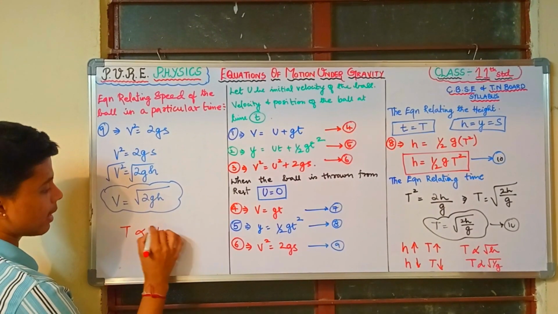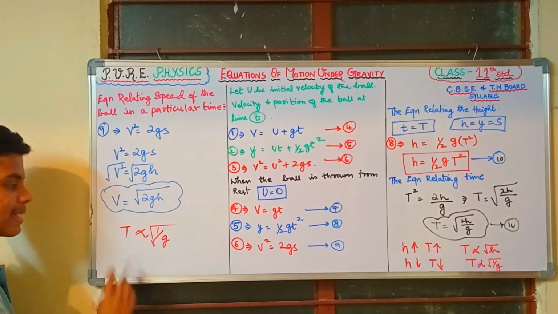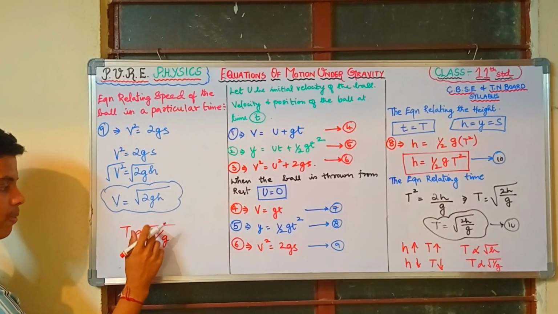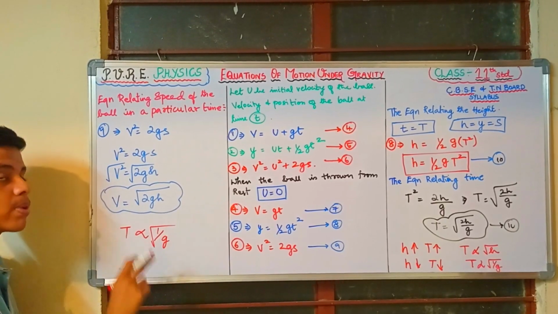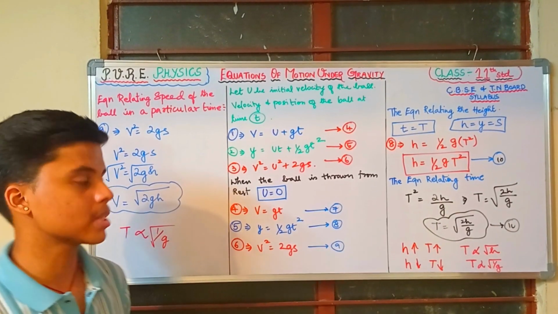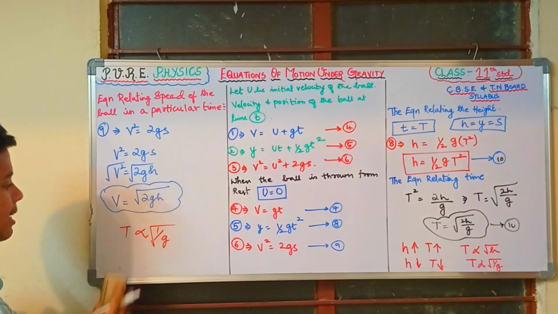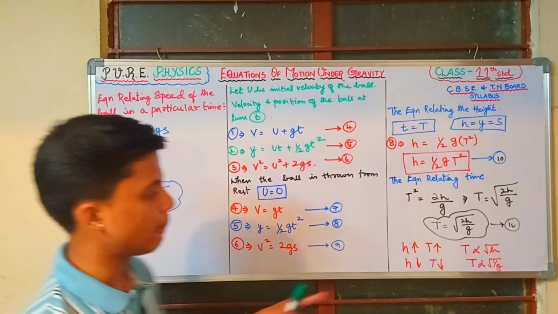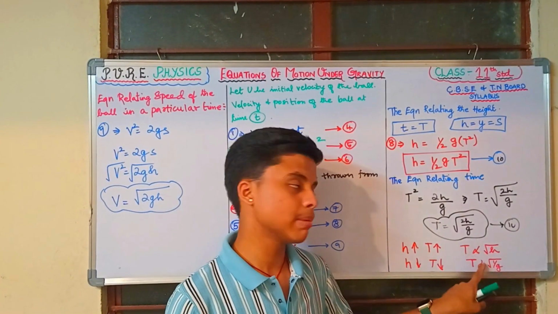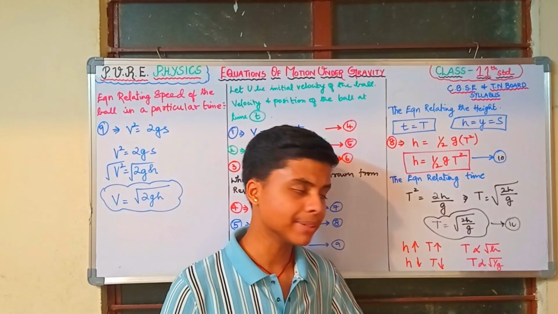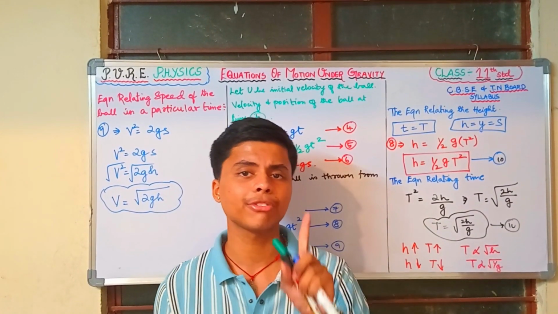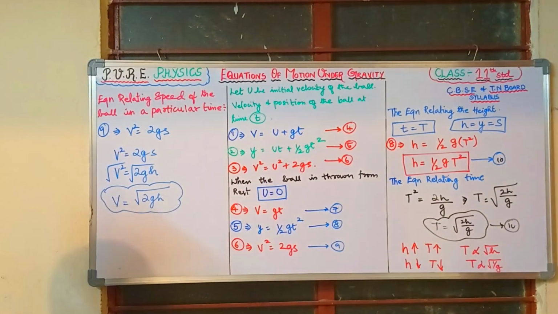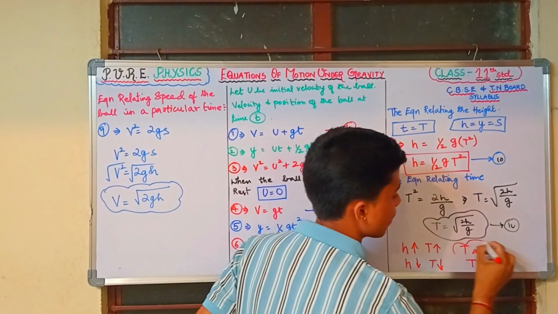Now when we write root over 1 by g, you will say T is inversely proportional to square root of gravity, or T is directly proportional to square root of 1 by g. So this is how you will pronounce, and you need to write the statement. Again I'll repeat, the time is directly proportional to the square root of the height, and the time is inversely proportional to square root of gravity. So these will be my conditions from equation 9.